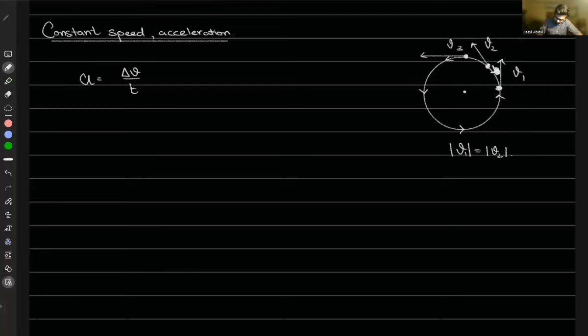So if I draw a vector diagram for v1 and v2, it would look something like this. So here I have v1, and here I have v2, right? So all I have done is taken this vector and placed it at the tail of this vector, right? Now the change in velocity vector would be something like this, right? So that's delta v. Now you can see that this is towards the center of the circle.